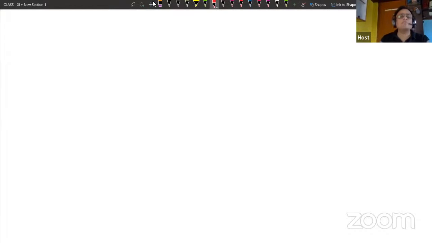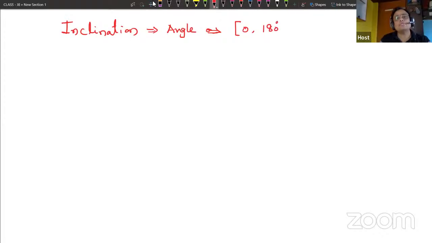Before going to study the straight lines, we have to be perfect in what is called inclination. Roughly, inclination is an angle. Just remember, inclination is an angle, but this angle has some restrictions. The angle should be within the interval 0 degrees to 180 degrees.